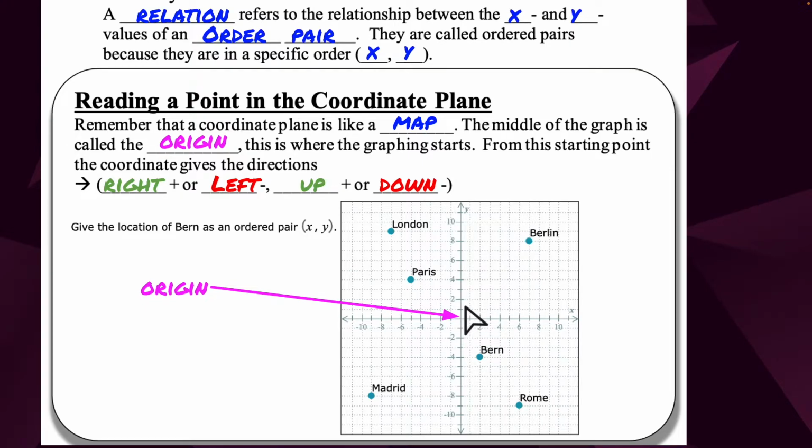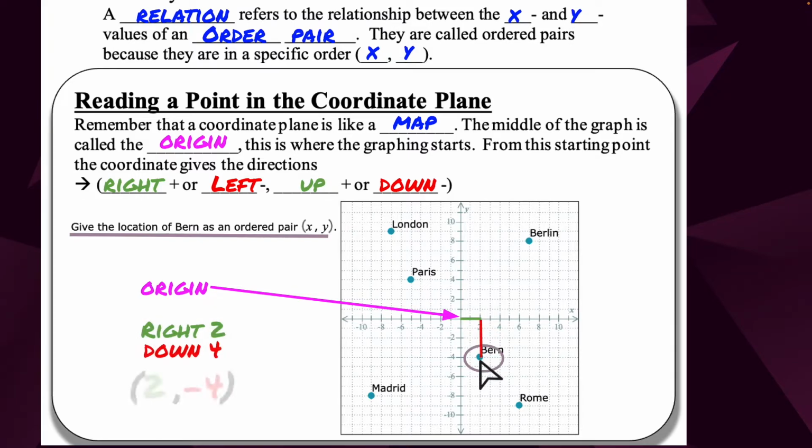So give the location of Bern as the ordered pair x, y. First, we want to find Bern. Make sure you're not looking up Berlin. It's Bern, B-E-R-N. With this one, I'm going to go to this point here from the center. So I'm going to go right 2, and then I'm going to go down 4. So right 2, which is positive, down 4, which is negative. So that is the ordered pair.